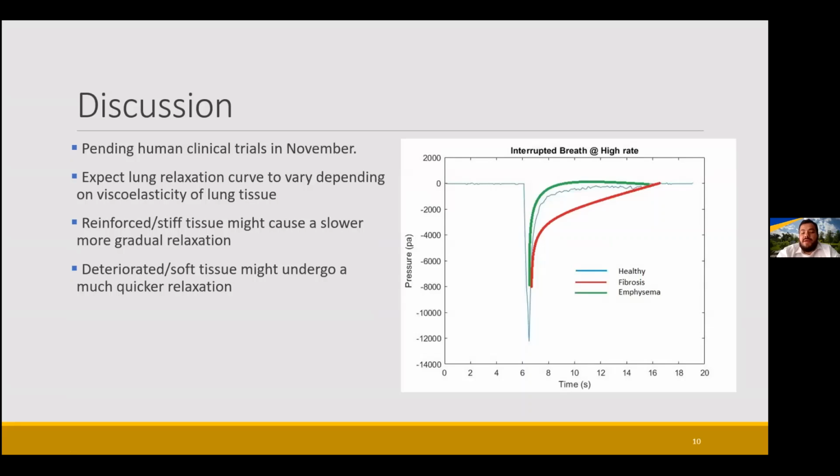This curve might be caused by a patient with pulmonary fibrosis, which makes pulmonary lung tissue more rigid. And the green curve drops to relaxation state much faster. This might be the curve of somebody with emphysema, which deteriorates lung tissue.